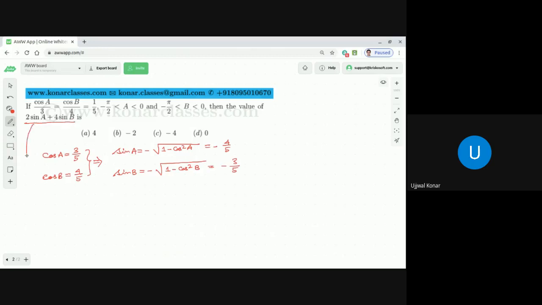That is 2 sin A plus 4 sin B. So 2 sin A plus 4 sin B is equal to 2 into the value of sin A, which is minus 4 by 5, plus 4 into sin B, which is minus 3 by 5. So we take minus common. So 8 plus 12 divided by 5. 8 plus 12 is obviously 20, minus 20 by 5 is minus 4. And eventually we get the correct option as option C.